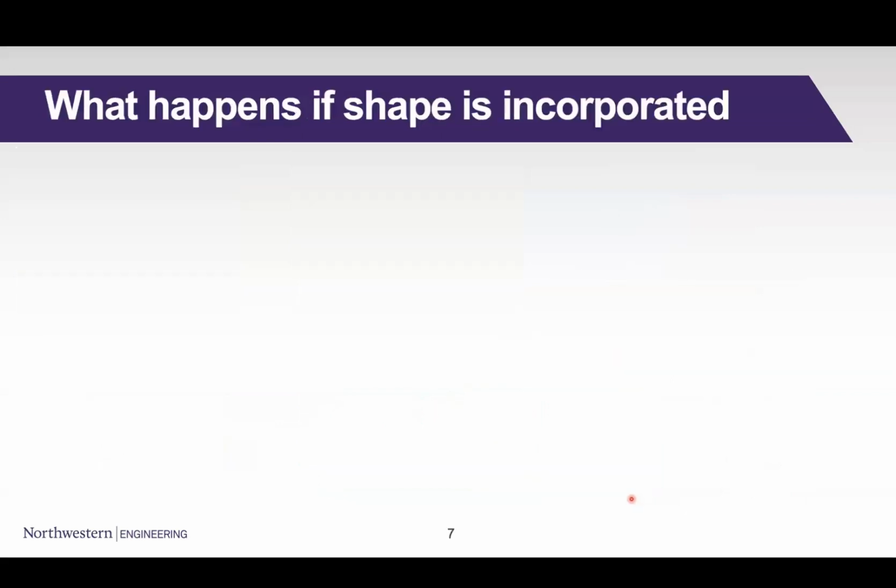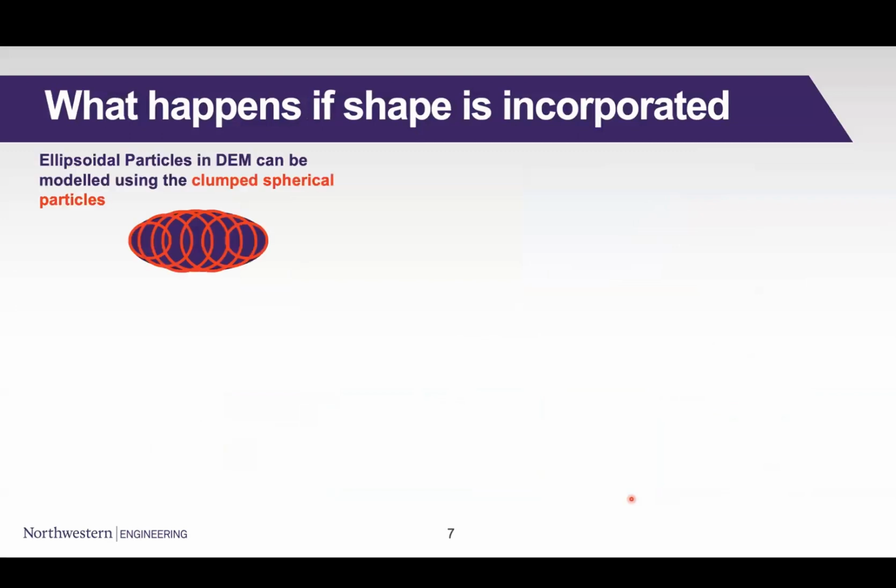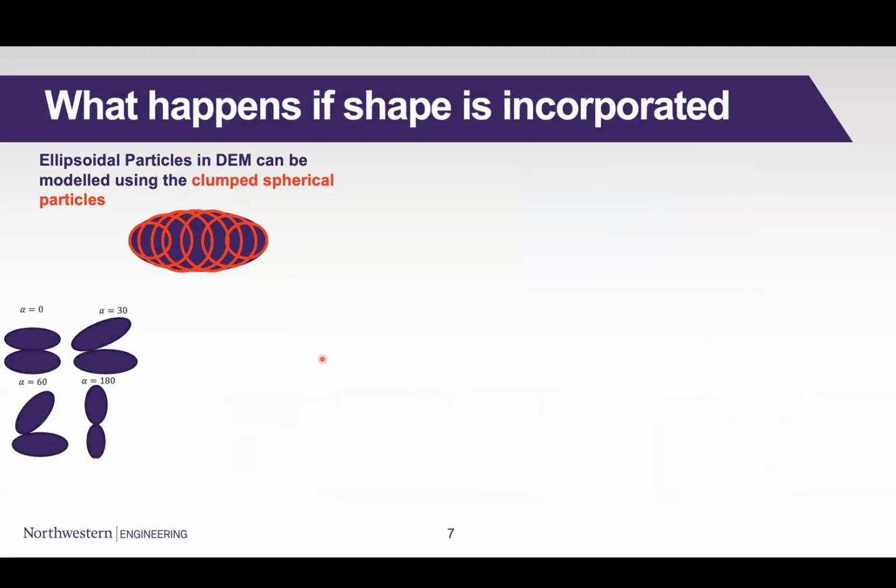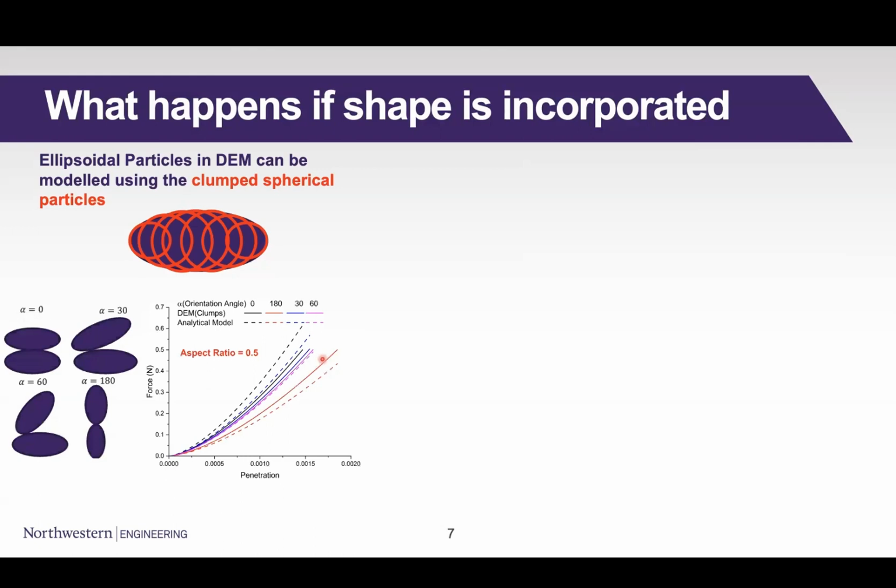But how does all of this change when we incorporate the shape? In order to incorporate the shape, we used ellipsoidal particles in DEM, and we model them using clumped particles. To make sure that this clumping of the particles does not give any unreasonable or unrealistic response, we compared it against the analytical solution for the Hertzian contact for ellipsoidal particles, and you can see that even though quantitatively the trends do not exactly match, qualitatively the trends predicted by the DEM clumps are very close to the analytical solution.